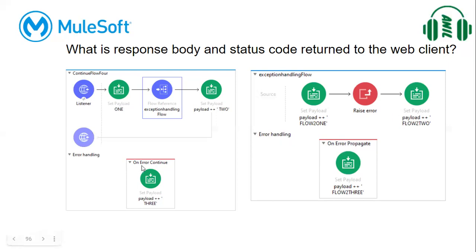If we had on error propagate here also, then 500 and error response is the correct answer. But in the main flow, we are using on error continue. In the other flow, we have on error propagate. So it will respond back with the error response, but in the main flow, we are using on error continue. So it will send back the response with a success status. So 1, flow to 1, flow to 3, and then 3.